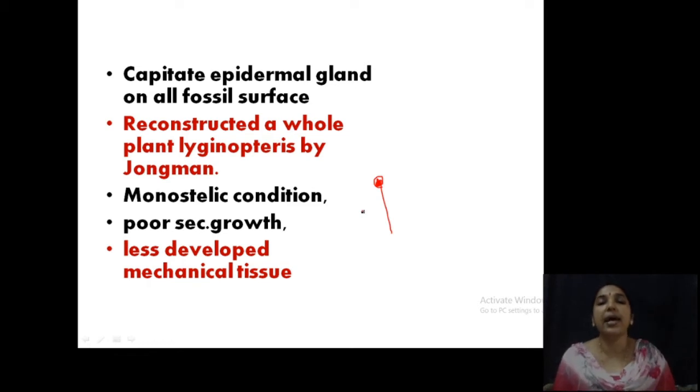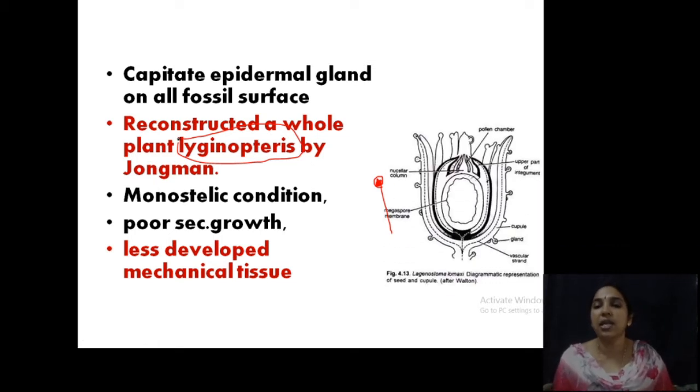The parts of the plants are found at different times, so they were all combined to reconstruct the whole plant, Lyginopteris. Lyginopteris is the important plant coming under this group. The reconstruction of the available parts into Lyginopteris was done by Jongmans. The typical feature is the monostele condition, where only a single large stele is present. Then secondary growth is very poor, and mechanical tissue is less developed.